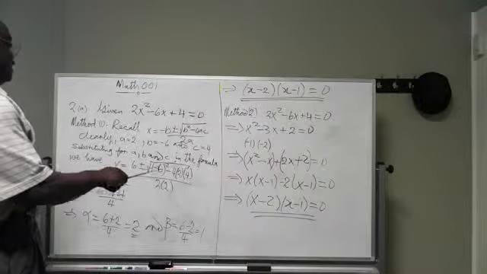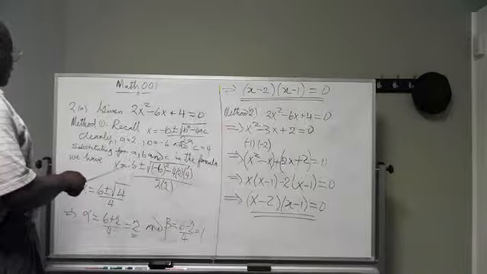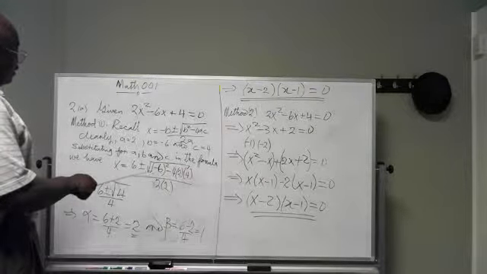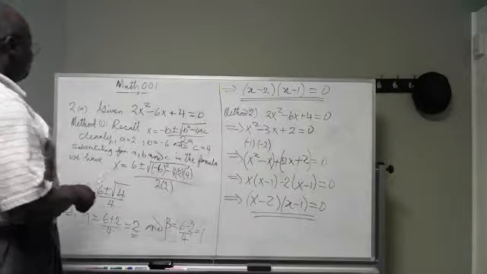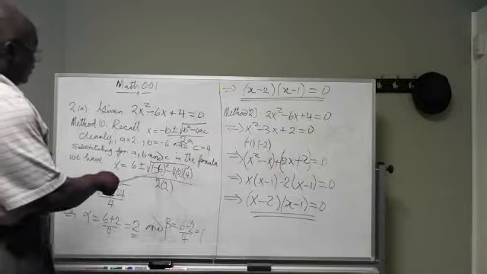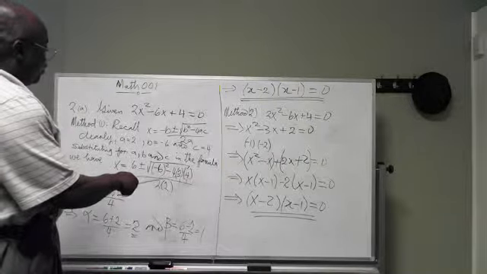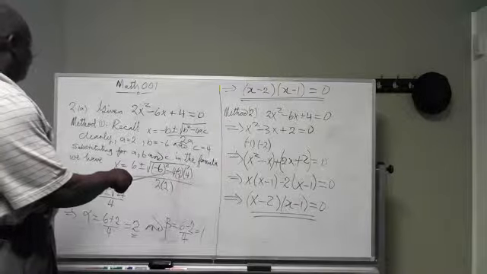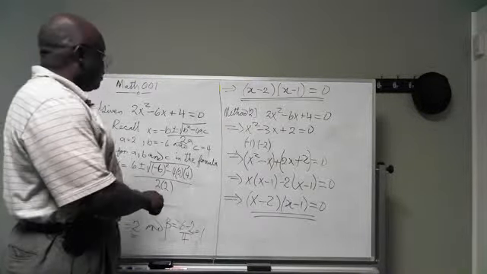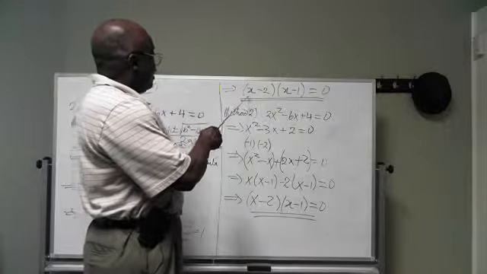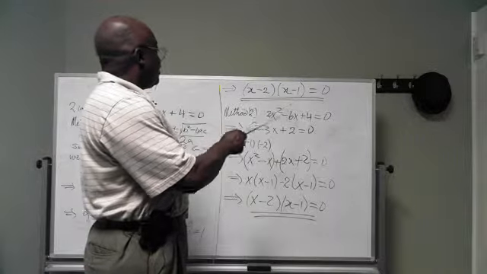Substituting for a, b, and c in the formula, we have x equals 6 plus or minus the square root of minus 6 whole squared minus 4 into 2 into 4, all over 2 into 2. Minus 6 squared is 36. 4 into 2 into 4 is 32. And the difference is 4. So we now have x equals 6 plus or minus the square root of 4 all over 4, which gives us alpha is equal to 6 plus 2 over 4, which is equal to 2, and beta is equal to 6 minus 2 over 4, which is equal to 1. And clearly the equation becomes x minus 2 into x minus 1 equals 0.